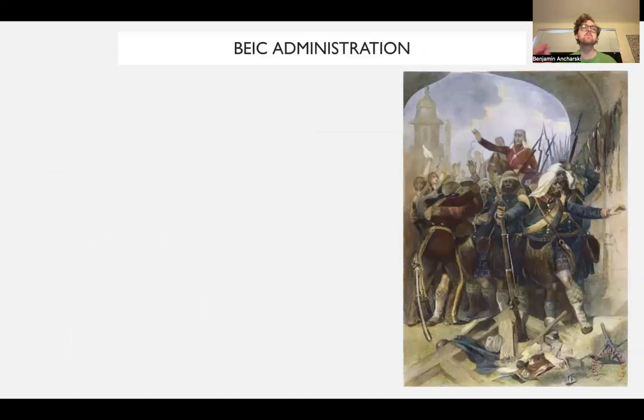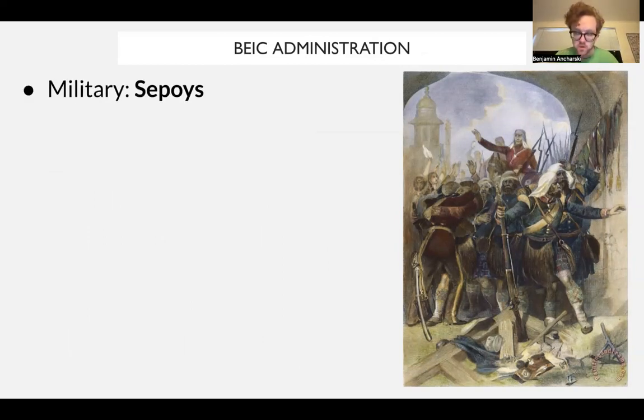Well, how do you back up your rule if you are a government anywhere in world history? You need a military force. So who is going to compose this military force? Well, it's going to be a group of Indians who are hired by the British East India Company, known as the Sepoys. The Sepoys are Muslim and Hindus from India, and they are going to be individuals who are paid by the British East India Company to serve as colonial militia units, basically.